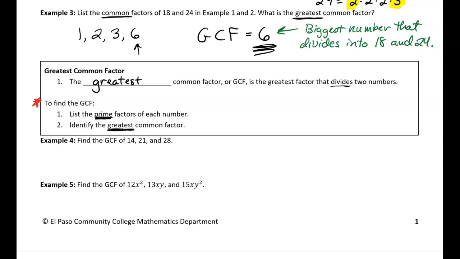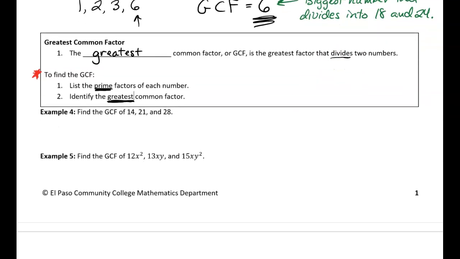So let's try this in example 4. So this with numbers first. In example 4, we want to find the GCF of 14, 21, and 28. So I want the prime factors of each of these numbers to start. So I'm going to look at 14. I'll do a little tree here. Well, 14 is 2 times 7. And again, 2 is prime, 7 is prime. We can't factor it any further. So the prime factorization of 14 is simply 2 times 7.